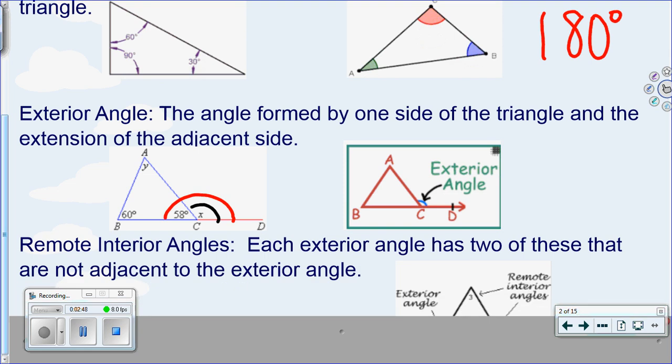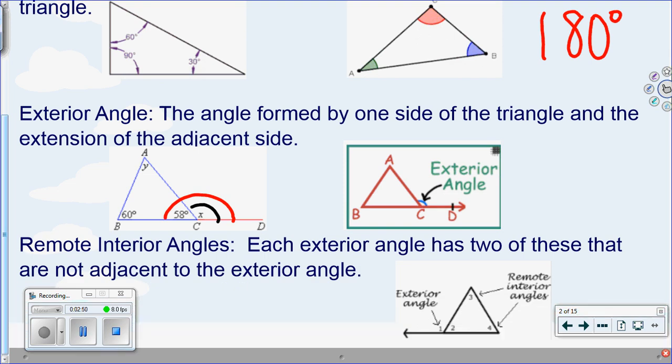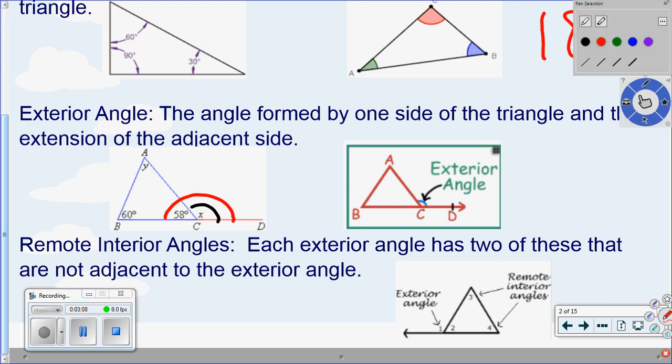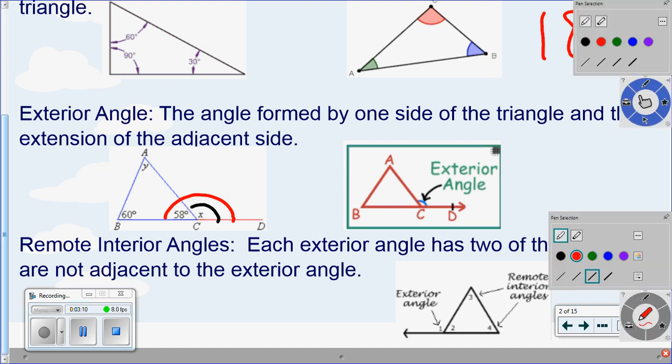And the bottom. The last vocab word you have is a remote interior angle. Now there's this special rule for remote interior. Each exterior angle has 2 of these that are not adjacent. Okay, so here's my exterior. That might sound a little weird, so let me explain what I mean.